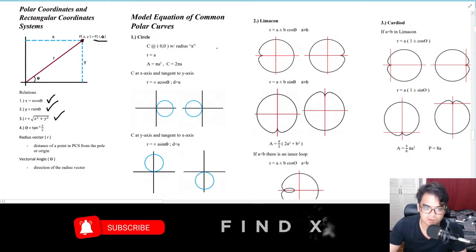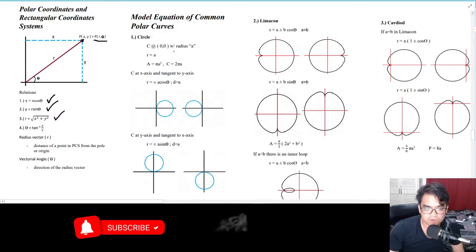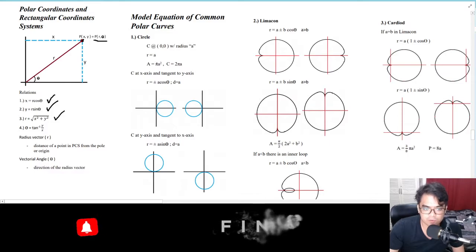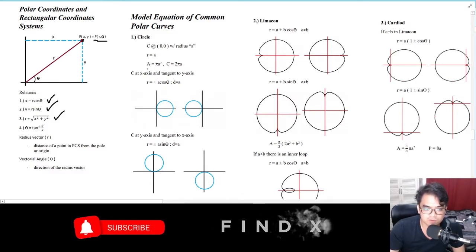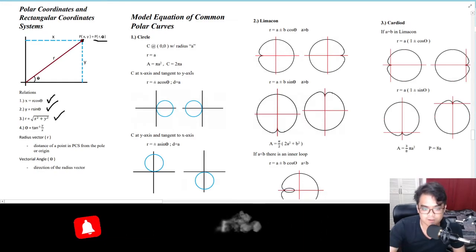So we have a circle. Circle center at (0, 0) with radius a. So r is equal to a, that will be the radius. Of course, the area will be pi a squared because r will be equal to a, and then the circumference will just be 2 pi a.